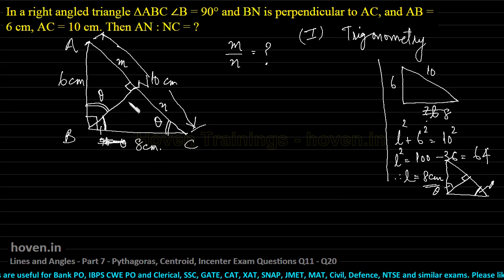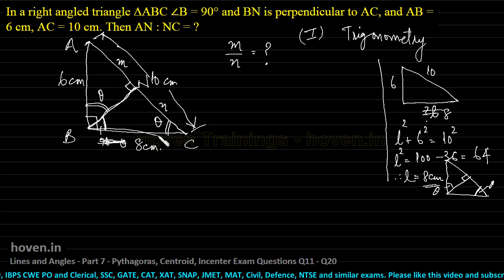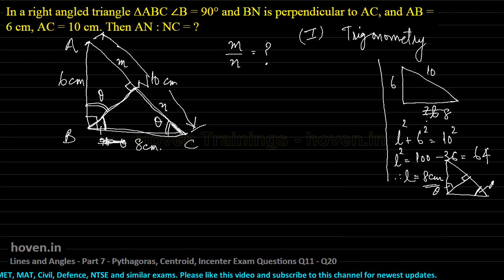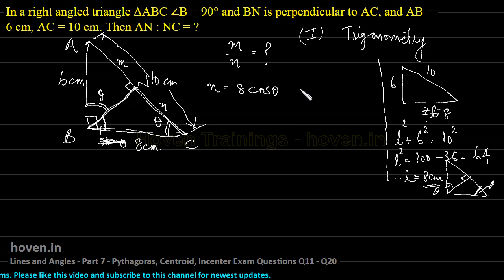Now let us start exploring our triangles. We'll start with this one. In this triangle, we can see that N is equal to 8 cos theta, because N is the base of this triangle, theta is this angle and this is the hypotenuse. So we can write N is equal to 8 cos theta. This is one thing that is available to us.